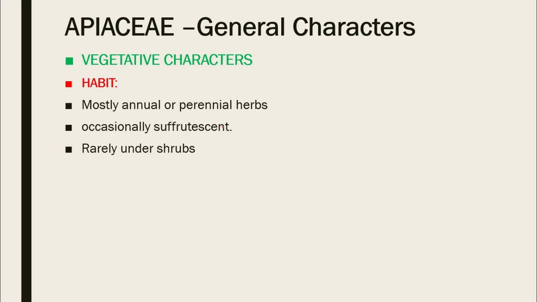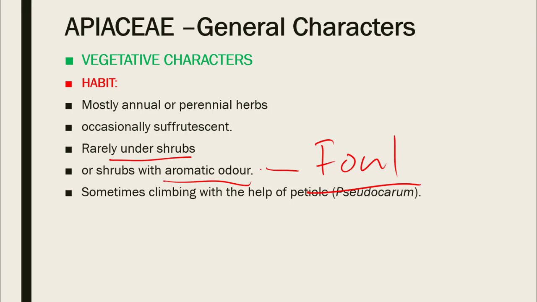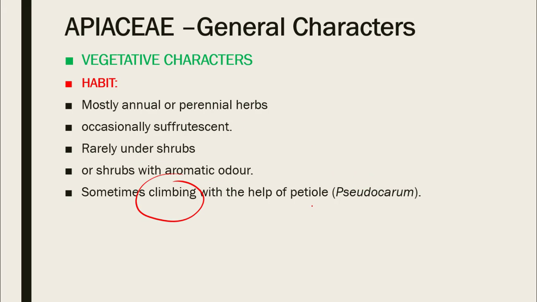Rarely you will find undershrubs, that is they are neither herbs nor shrubs, an intermediate form between the herb and shrub, so undershrub. Or they may be shrubs with an aromatic odor, a foul type of smell, not a very good smell. So some of the plants have an aromatic odor. But there are also climbing plants as well. They climb with the help of petioles, like Pseudocarum. So Pseudocarum is a climbing plant in family Apiaceae.